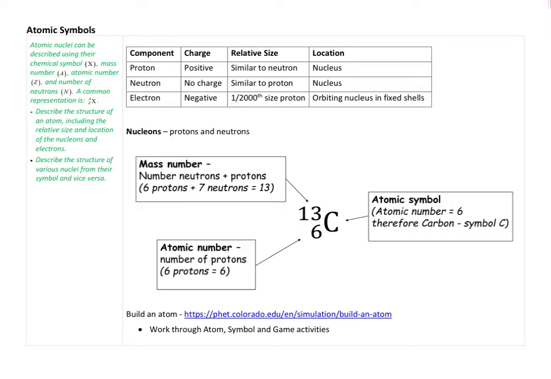Looking back here, can we describe the structure of an atom, including the relative size and location of the nucleons and the electrons? Hopefully, we can all confidently do that now. The next part we're going to move into is using atomic symbols, which is described up here briefly, and I'll describe in more detail. We have to be able to describe the structure of various nuclei, and atoms is another word, from the symbol and vice versa.